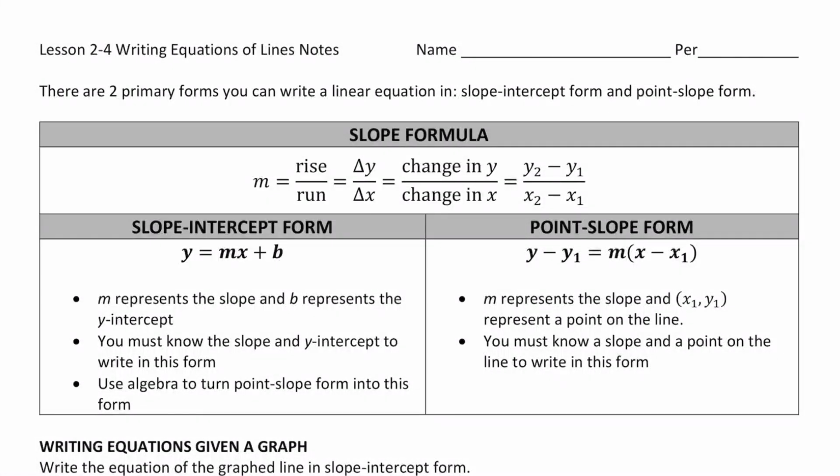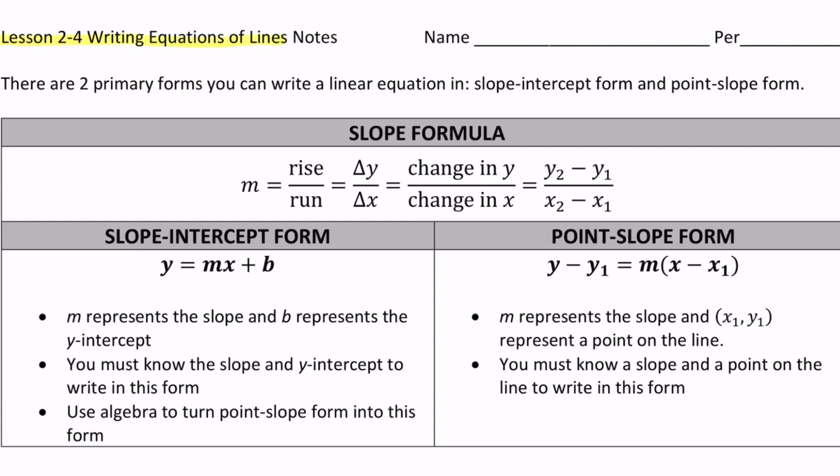Welcome to Lesson 2 for Writing Equations of Lines. There are two primary forms you can write a linear equation in: slope-intercept form, which is y equals mx plus b, and point-slope form, which is y minus y1 equals m times the quantity x minus x1.